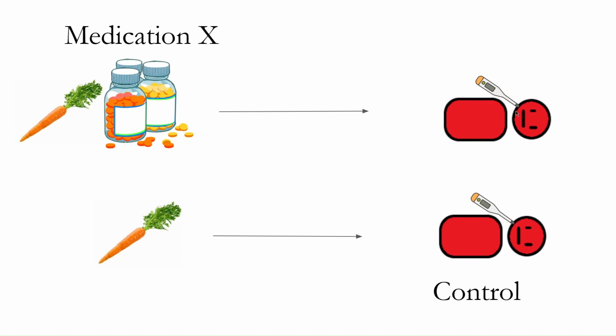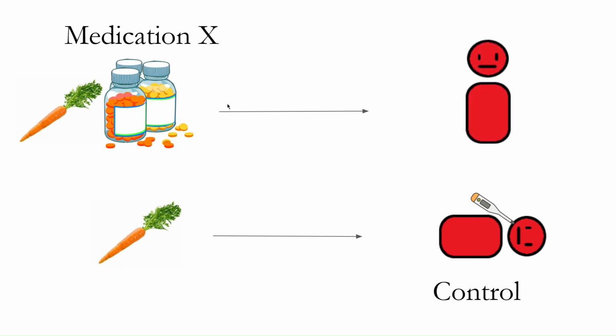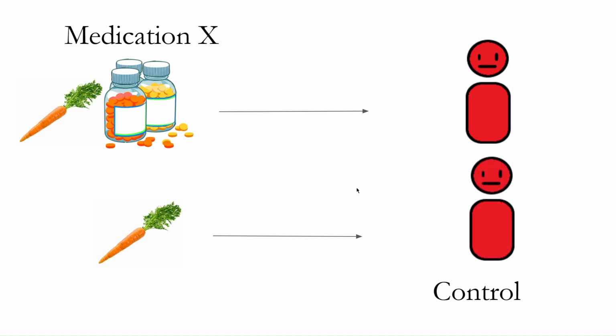If the first person gets cured, and the second person doesn't, then we are pretty sure that it's because of medication X and not because of the carrot. But if both of them get cured, then there's a very high chance that the carrot is the one that's curing the person. So to avoid this error, we always need to have a control.